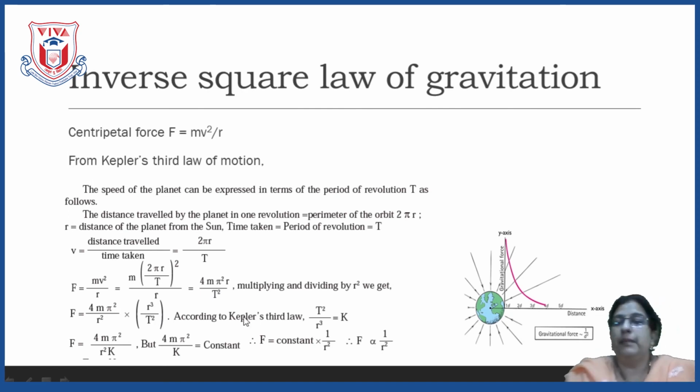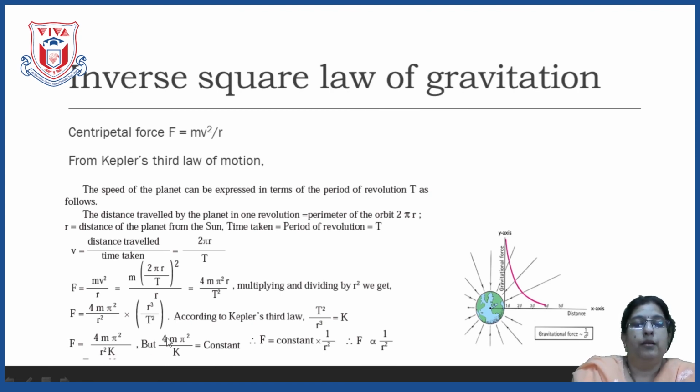Now what is Kepler's third law? T square is directly proportional to r cube. To remove the proportionality sign, we can write t square upon r cube is equal to k. If t square upon r cube is k, then what is r cube upon t square? R cube upon t square is 1 upon k. So we write here 4m pi square upon r square into k.